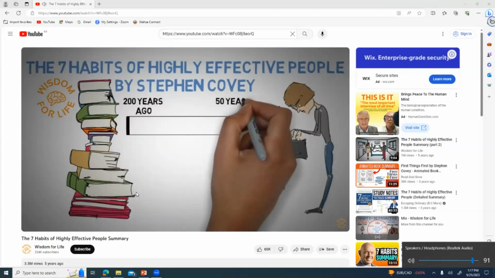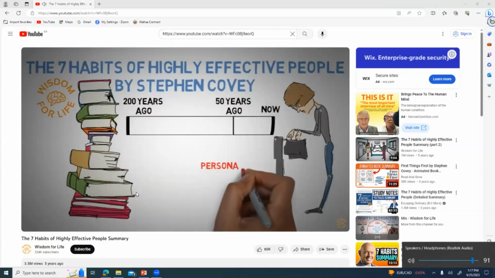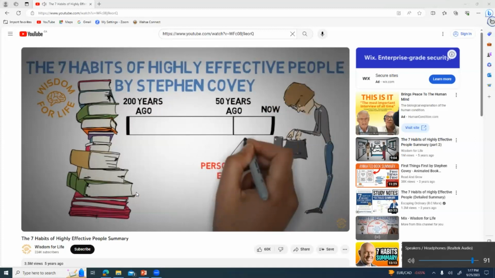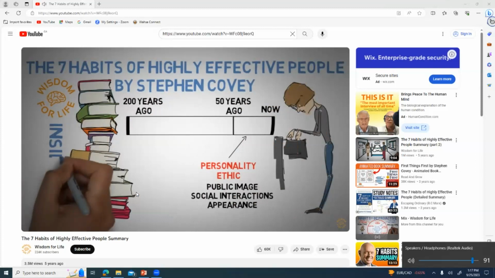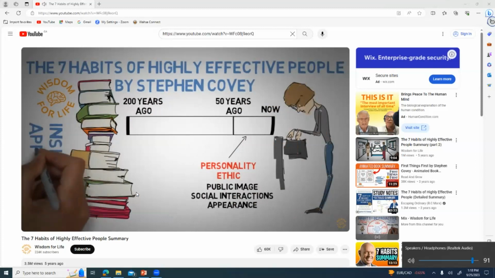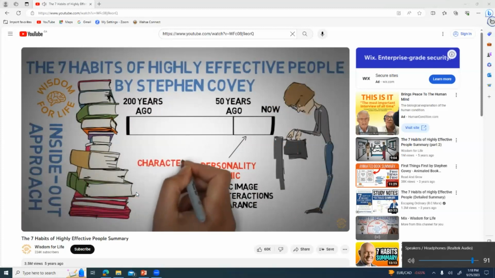In the last 50 years, most of the books have been focused on the personality ethic. Things like public image, how you dress, how you perform in social interactions, positive mental attitude, skills and techniques to get people to behave in certain ways. These books focus on how to appear rather than how to actually be. The 7 Habits of Highly Effective People takes an inside-out approach. It focuses on the character ethic rather than the personality ethic.